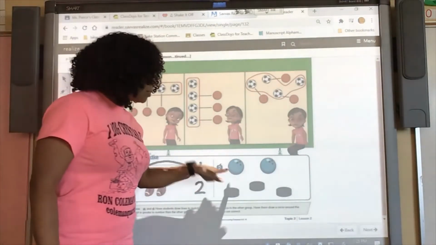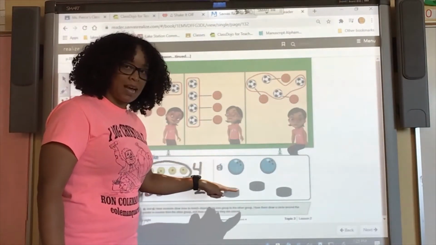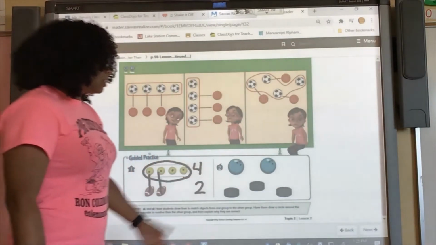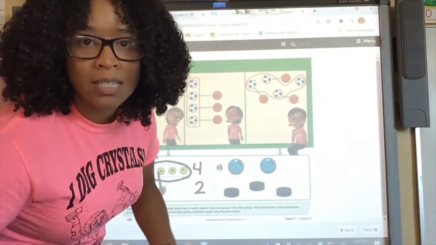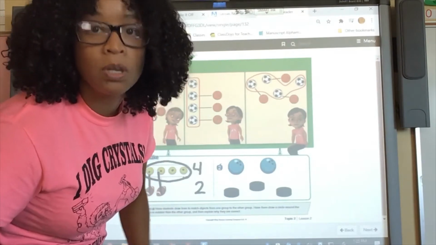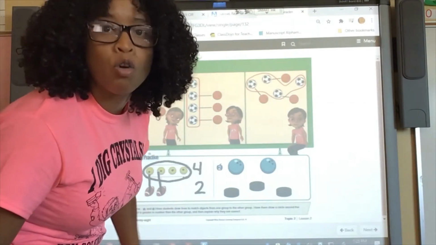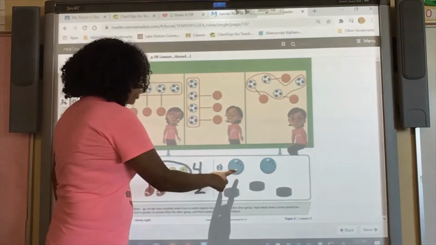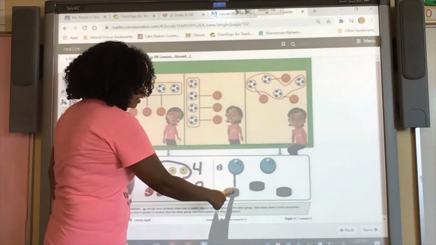All right, let's check out these bowling balls and these hockey pucks. Let's connect the partners and see if we can tell from partner groups which one is greater or more. So here's a bowling ball, and here's a partner.